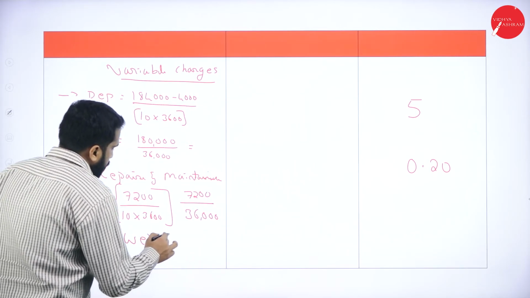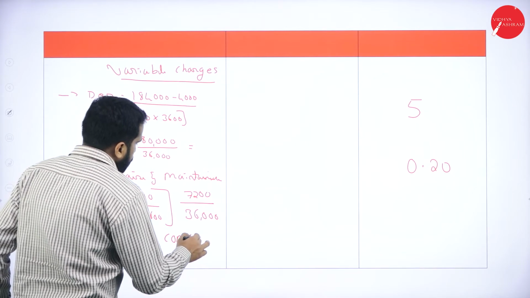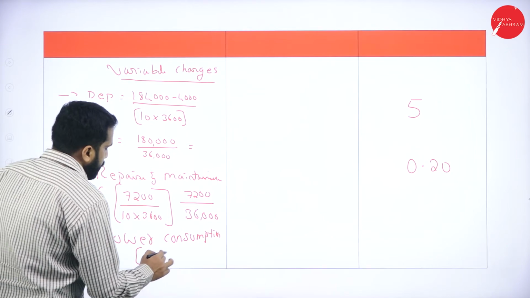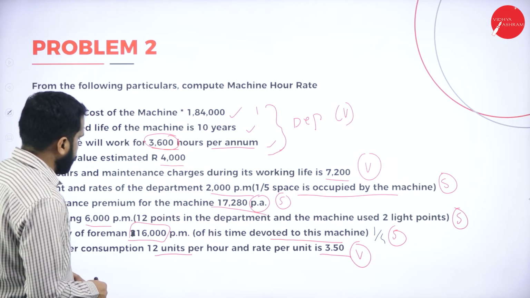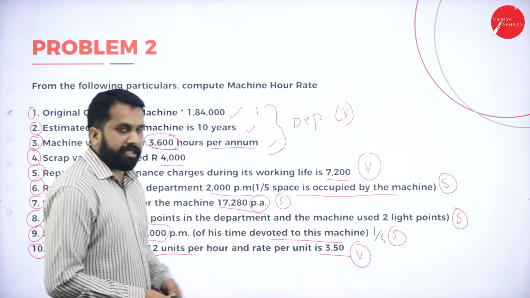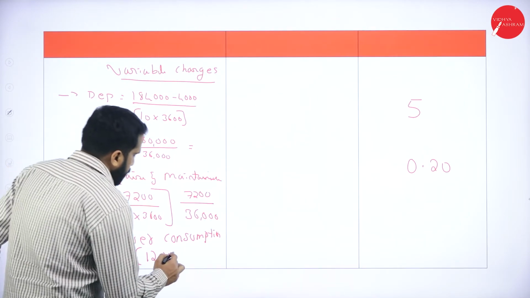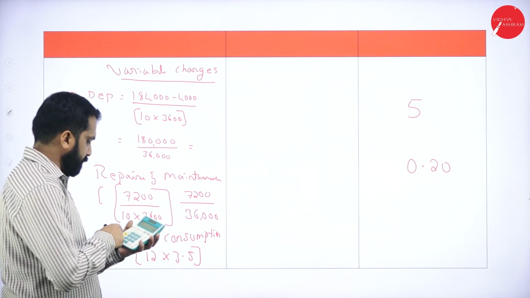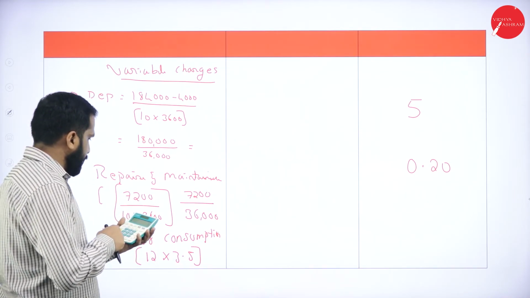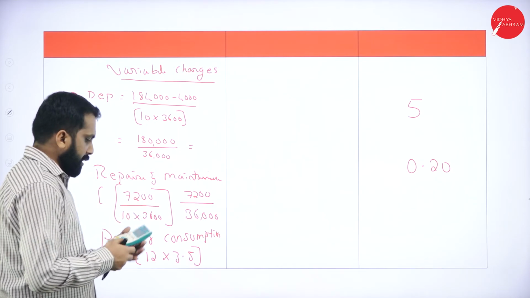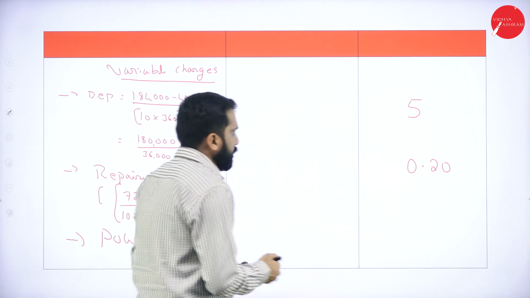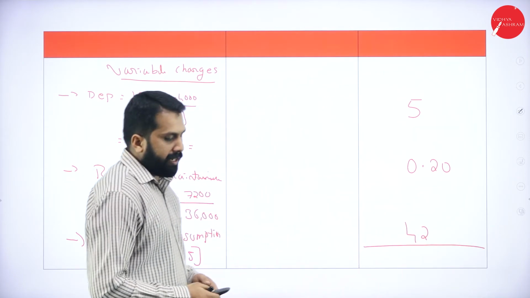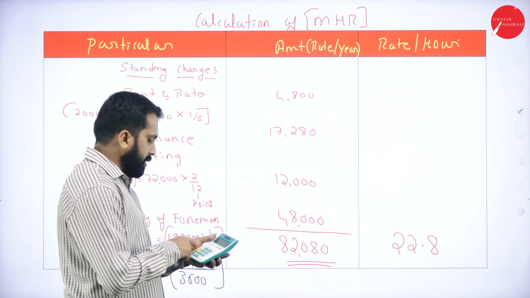Power consumption. 12 units per hour multiplied by the rate per unit, 3.5. So how much is it? 3.5 multiplied by 12. I got 42. So this is the highest one. And with everything you will get your answer.